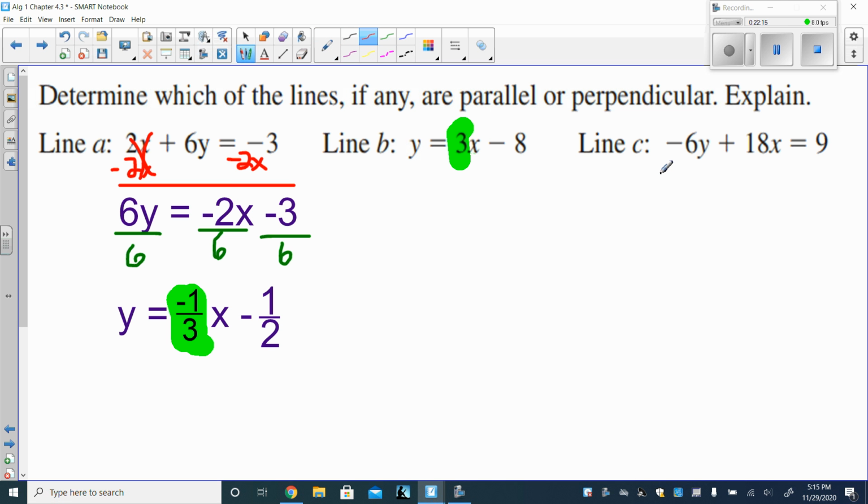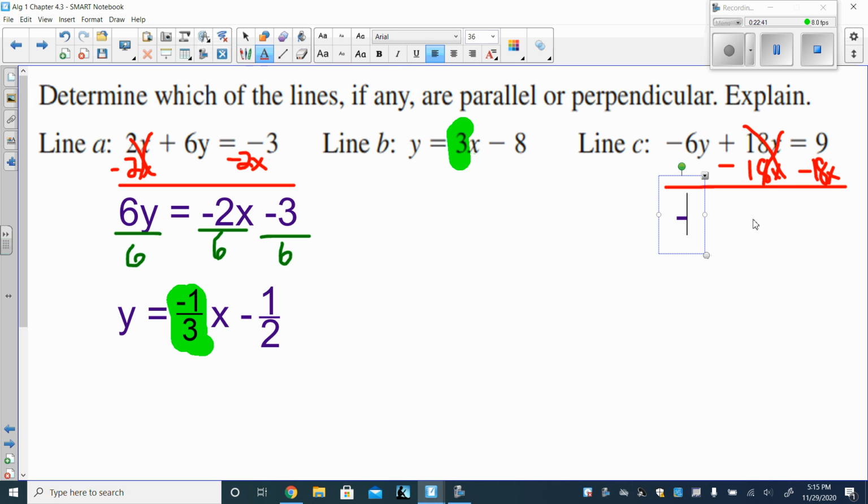We're going to come back to it later, but we need to do the same thing with line C, because we need to write line C in slope-intercept form, y equals mx plus b form. So the first thing we're going to do to get y by itself is to subtract 18x from both sides of the equal sign. Because 18x minus 18x will cancel. And when they cancel out, we're left with negative 6y is equal to negative 18x plus 9.